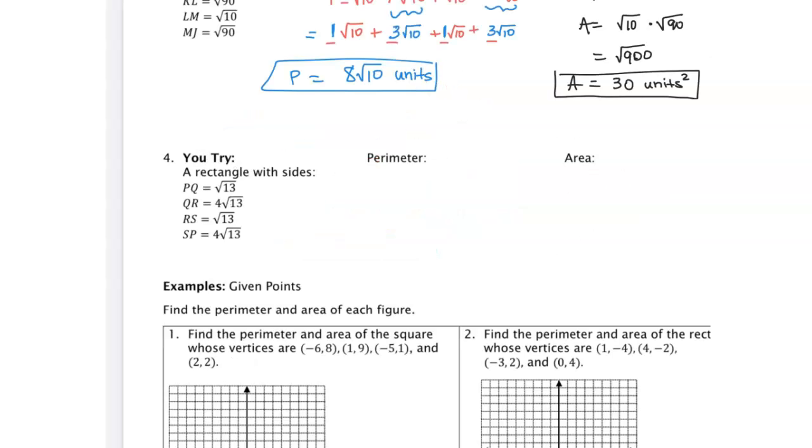All right, number 4 is a you-try problem. So therefore, go ahead and figure out the perimeter and area for this rectangle.